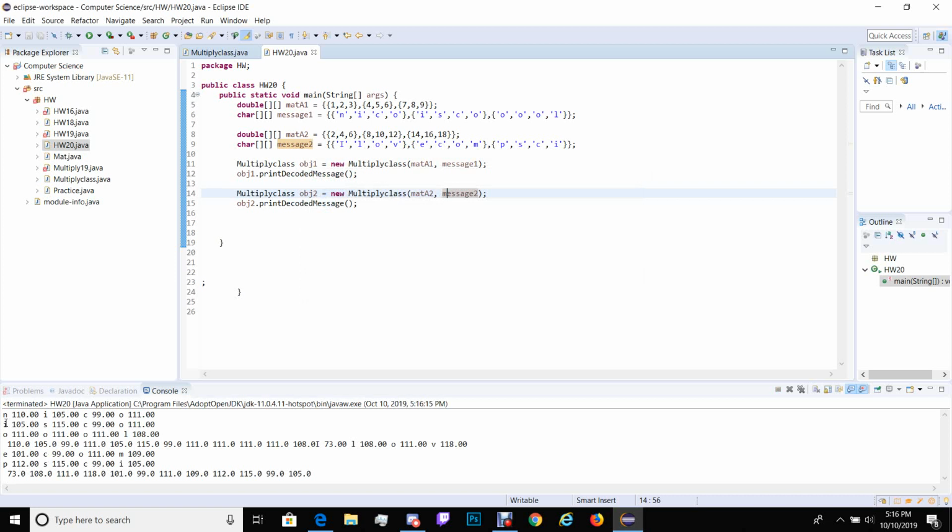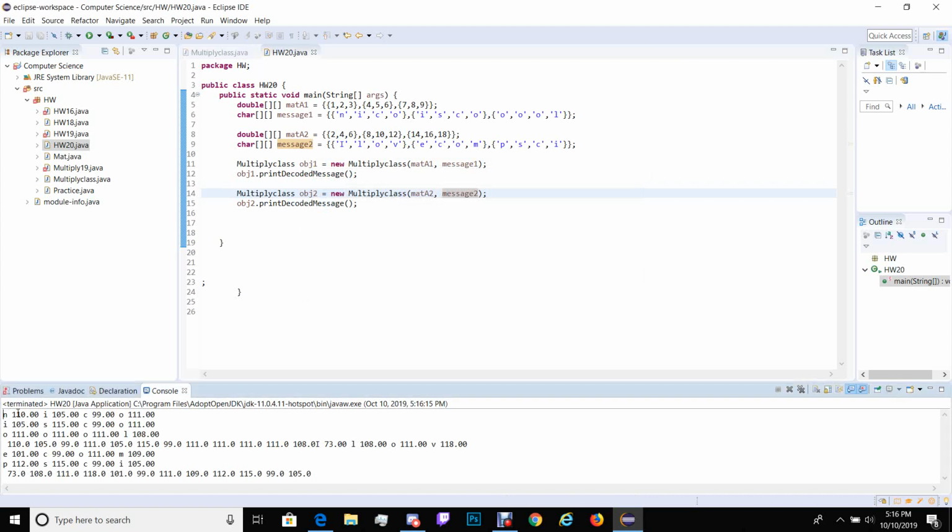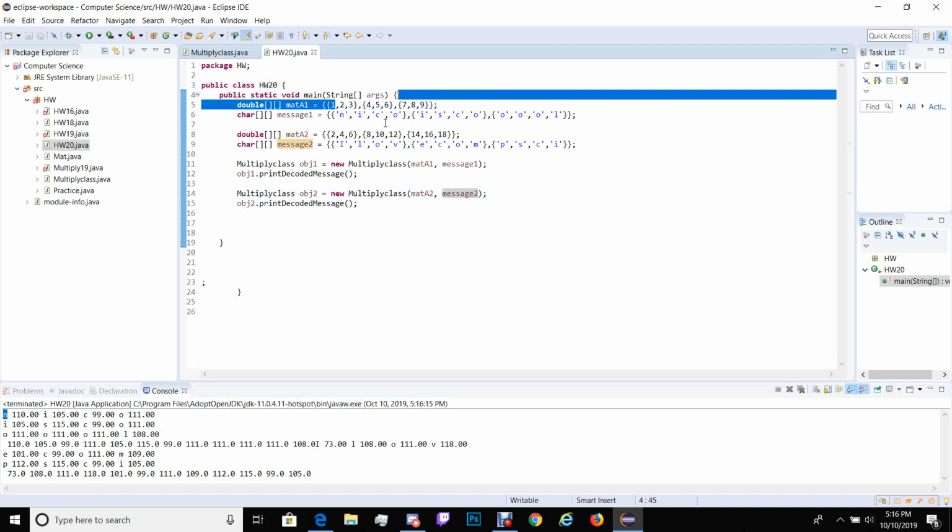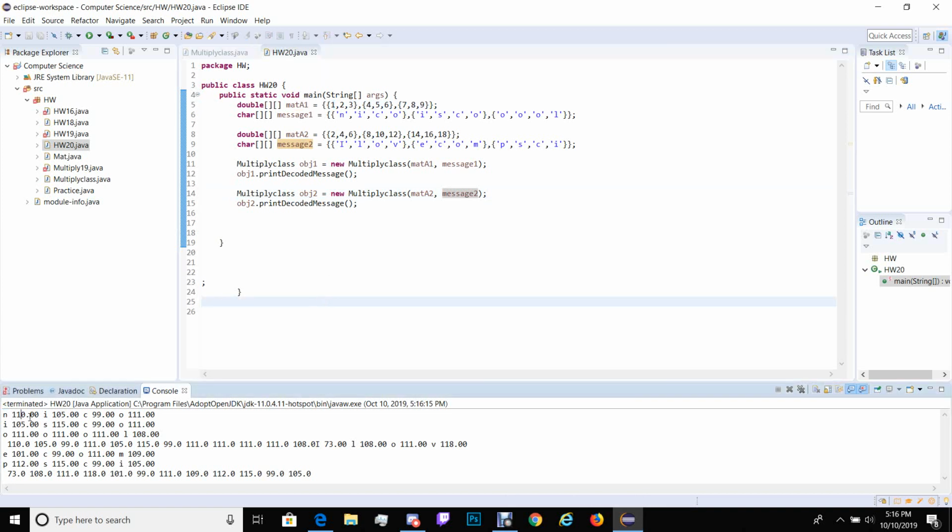Okay, so as you can see, it might be a little hard to read, but it printed out the answers. So it has the letters of the message correlated with the answer. It did it for the first one here, and it starts at the second one right here.